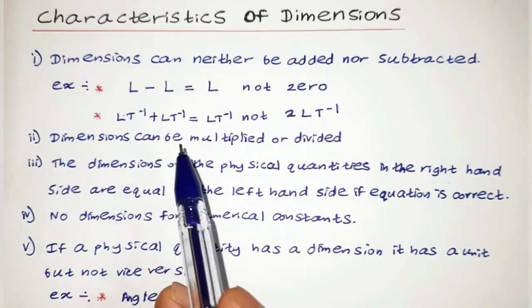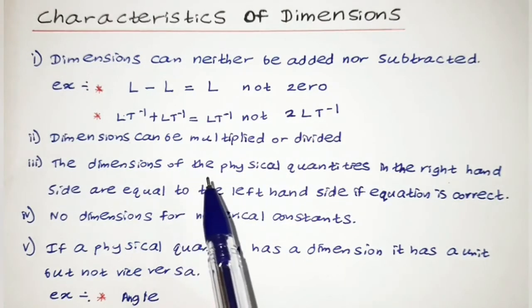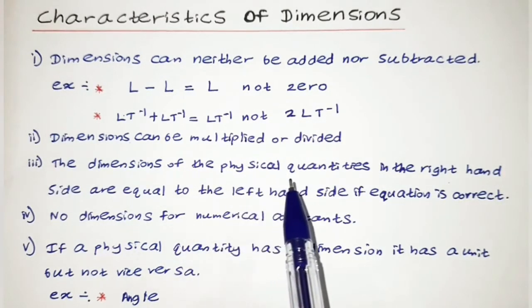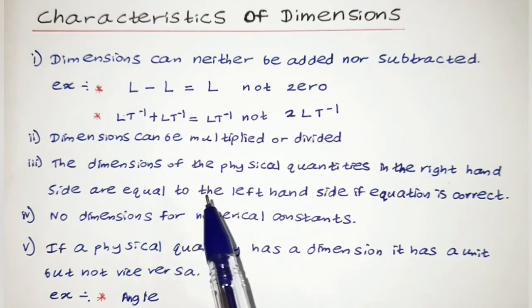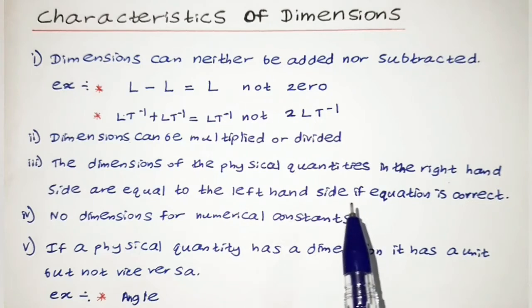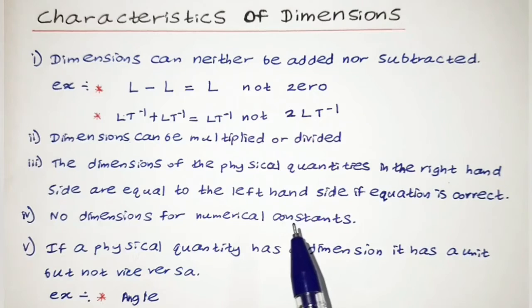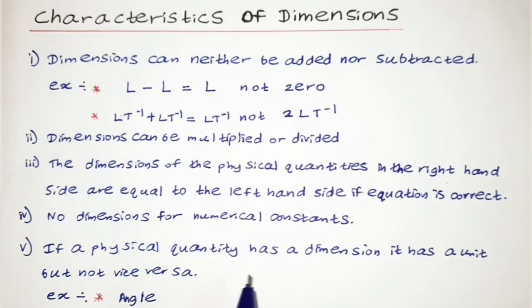Dimensions can be multiplied or divided. The dimension of the physical quantities on the right hand side is always equal to the left hand side if the equation we have is correct. No dimensions for numerical constants. If a physical quantity has a dimension, it has a unit, but not vice versa. For an example, we can take angle to determine the above mentioned relationship.